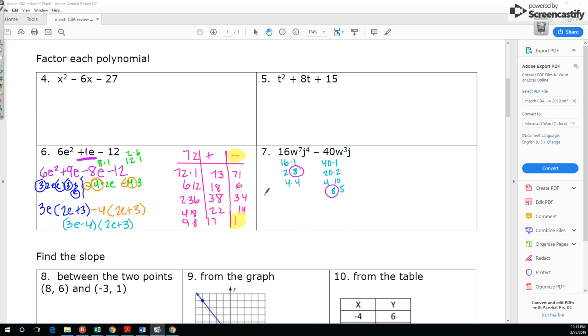W to the 7th power means I have 7 W's. 4 J's. W to the 3rd power means I have 3 W's and just 1 J. So when I'm looking for my GCF, my greatest common factor, I'm also going to look at my variables. So how many can I circle on both sides? 3. How many J's can I circle? 1. So my GCF is 8W cubed J.